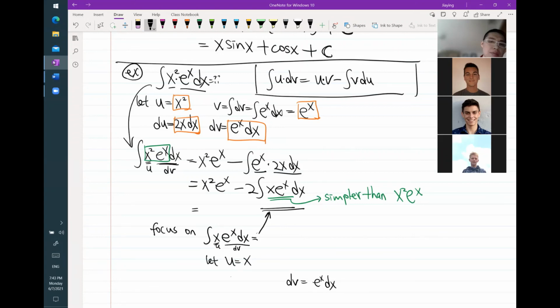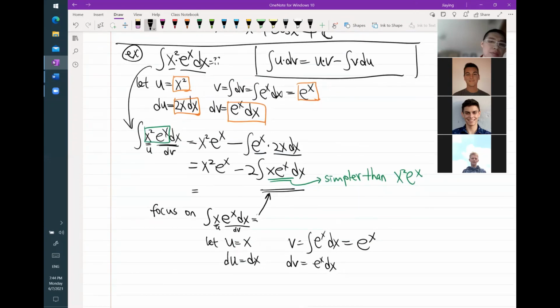So from there, I can figure out du, which is dx. v is the integral of dv, so that's the integral of e to the x dx, which is just e to the x. And with those four terms, now we can apply integration by parts again, just for this integral x e to the x dx term. So the integral of x e to the x dx becomes u times v, which is x, so maybe I should box them. So u, v, du, dv. Those are the terms that we might need. So u times v is just x e to the x.